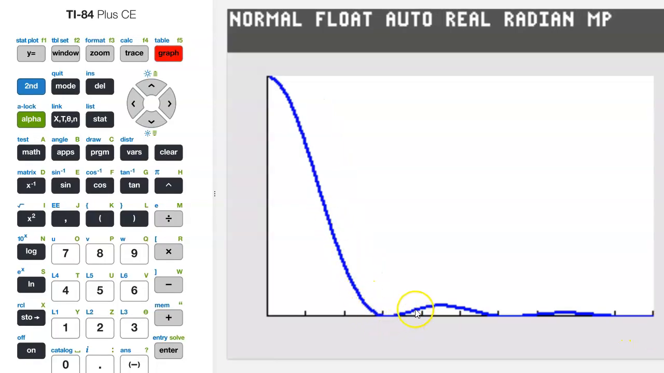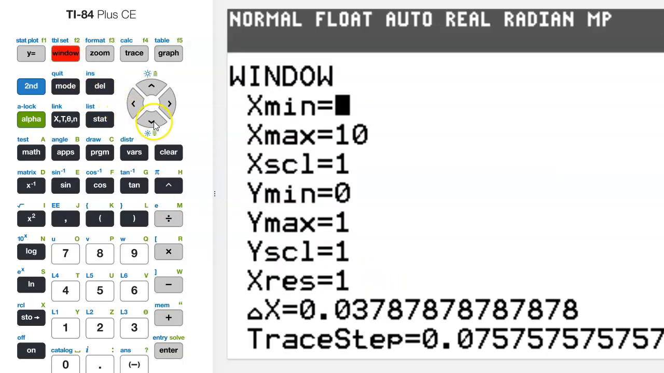I think I can already see what the problem is, but I think we can see even better if we stretch out the x values. Let's look at more x values, and let's zoom in even tighter on these y values. So right now we're at a maximum y value of 1. Let's make it like 0.1. So hit that window button. Let's let x max be 20.